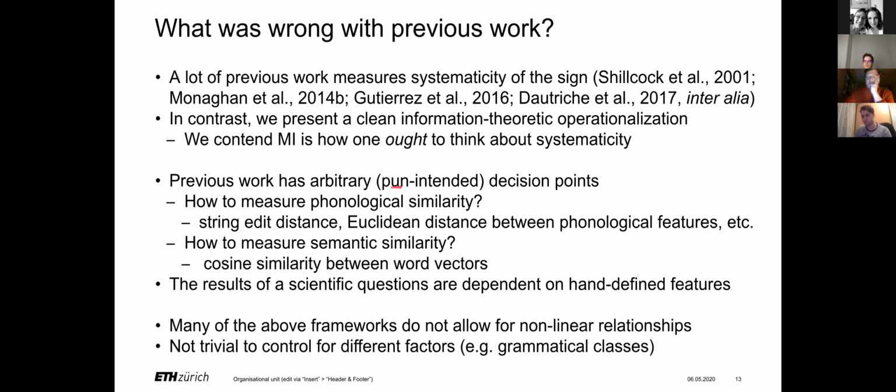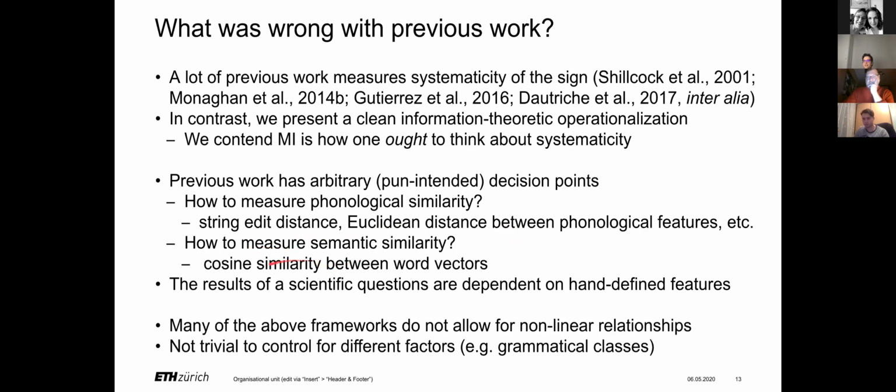Previous work has some arbitrary decision points, like how do you measure phonological similarity? What you see in these other papers is something like edit distance playing a role. And edit distance is problematic if you think about it, because it's not a language independent metric. You say something like Arabic and root template patterns, and it's very ad hoc. In general, mutual information doesn't care about things like that. If you can approximate it well, it'll just ask about pure predictability.